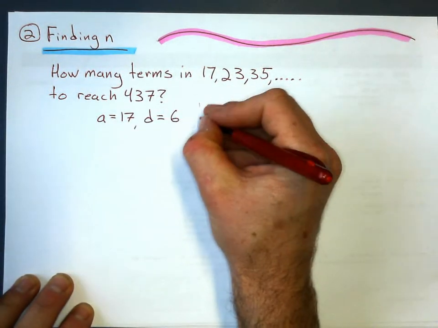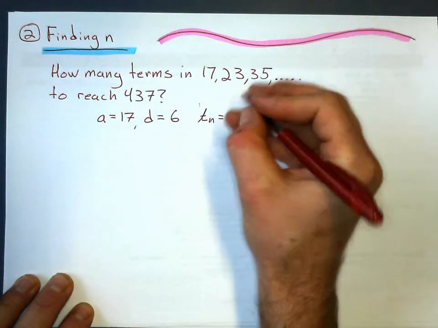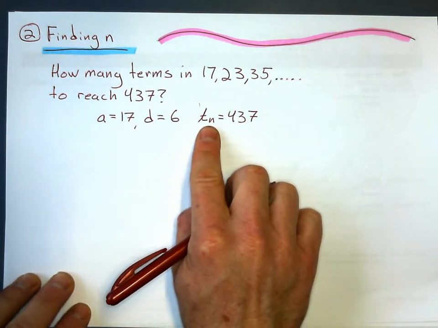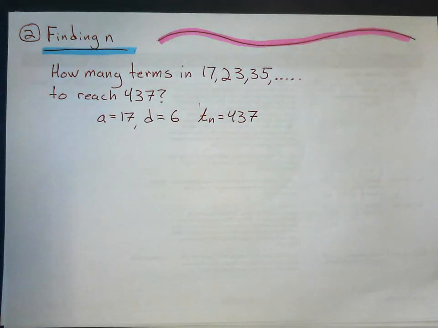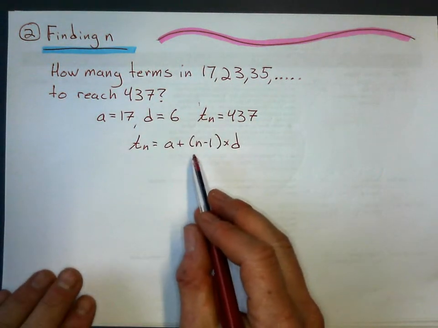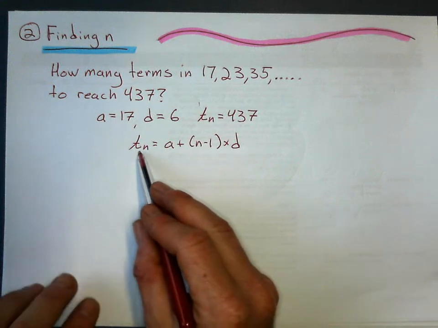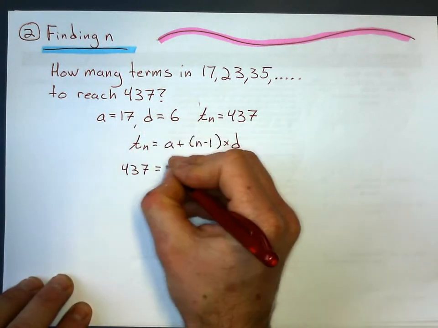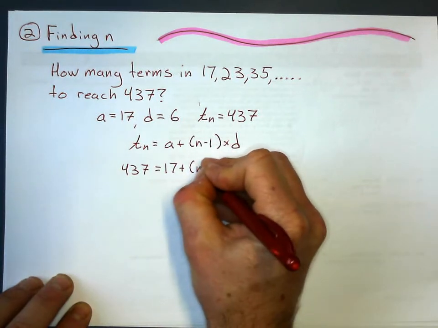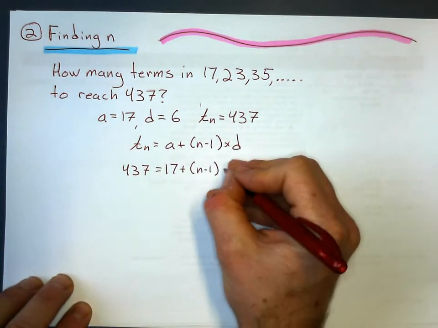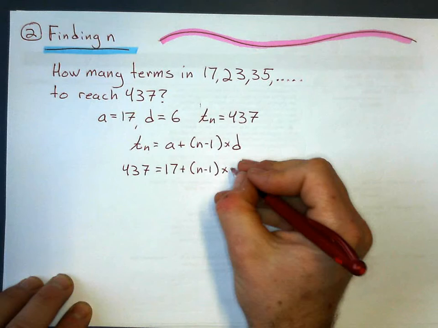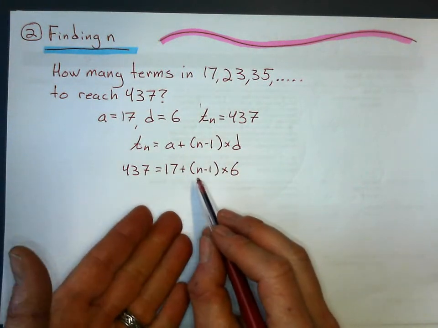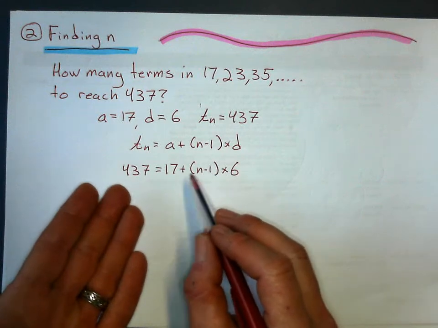Okay. What else do I know? Oh, I know the value of the nth term is 437. And I want to find out what that n is. Okay? Well, let's look at our formula. That's our formula. We're going to substitute what we know. We know this is 437. We know my first term is 17. I don't know n minus 1 yet. Or n, I mean. And we know 6.